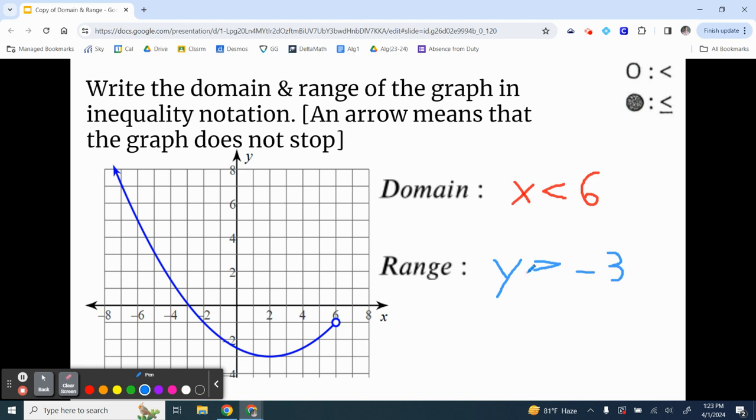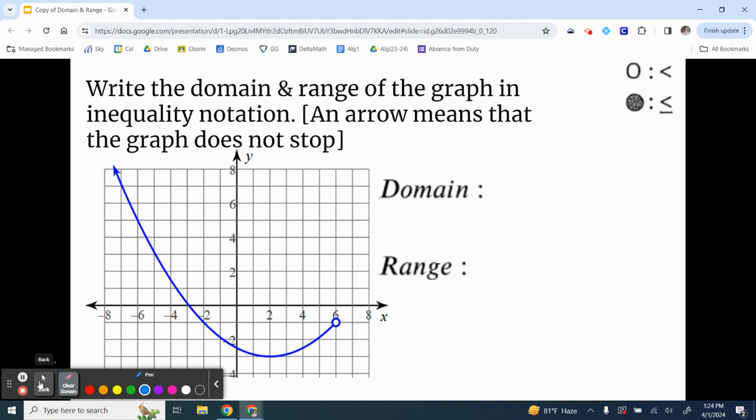Now we got to figure out, does a line go here? Now, I do not see a dot here, but your rule of thumb is unless you see one of these empty circles, you're going to treat that like it's a solid dot. So yes, this one is also going to get the line. So our range is all of our y values greater than or equal to negative 3.